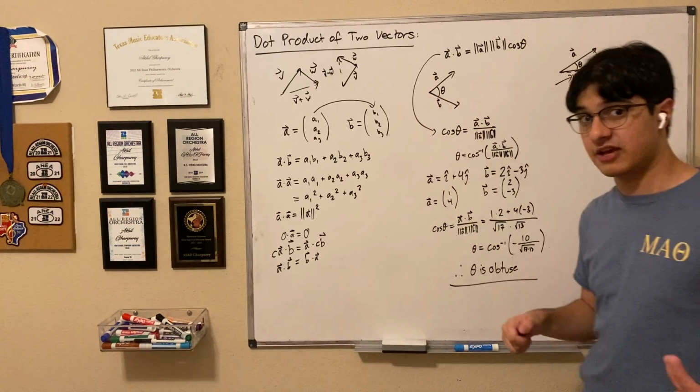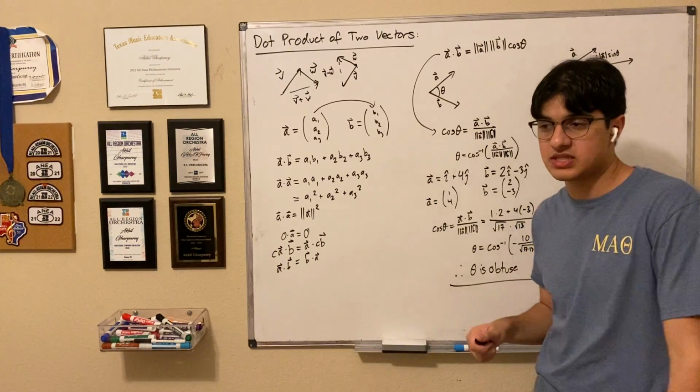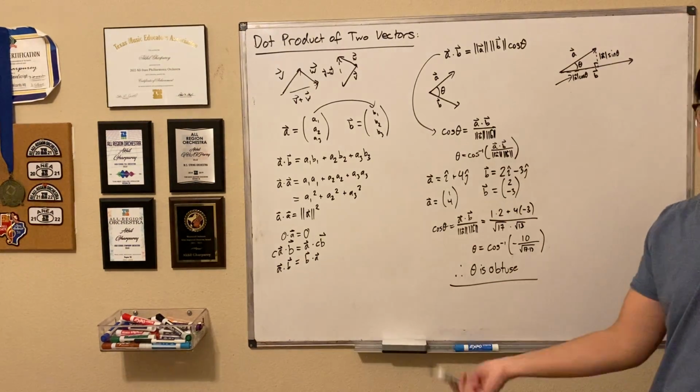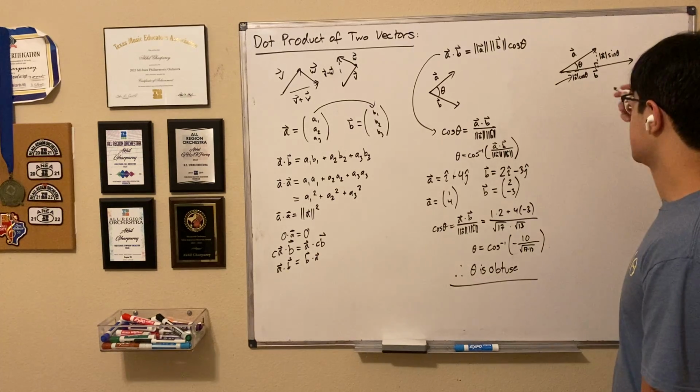But what can we do with this A cosine theta? Let's say you're not even given anything about theta. Let's say you only know the components of A and B. Well, there's an easy fix for that.